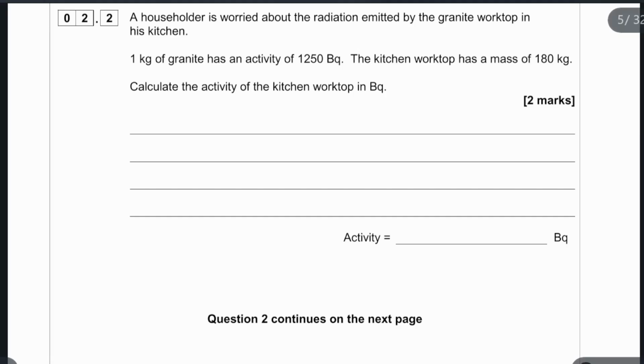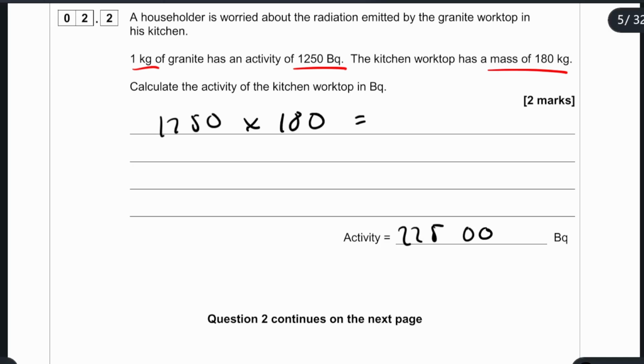2.2 A householder is worried about radiation emitted by the granite worktop in his kitchen. We know that 1 kilo of granite has an activity of 1250 becquerels, and the worktop has a mass of 180 kilos. Therefore, what's the activity of the whole worktop? Well, we know that per kilo is 1250, and we've got 180 kilos of it. So we just multiply those two together. And when you do that, you should get 225,000 becquerels.